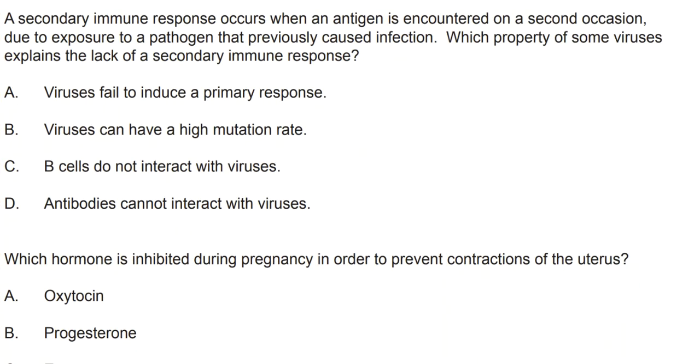A secondary immune response occurs when an antigen is encountered on a second occasion due to exposure to a pathogen that previously caused infection. Okay, which property of some viruses explains the lack of secondary immune response? Viruses fail to induce a primary response. That's not true. You can have primary responses from a virus. Viruses can have high mutation rate. That's true because if you have mutation, then you can have viruses that are basically new versions of themselves, such that the previous antibodies you produced on the first exposure don't actually affect them anymore.